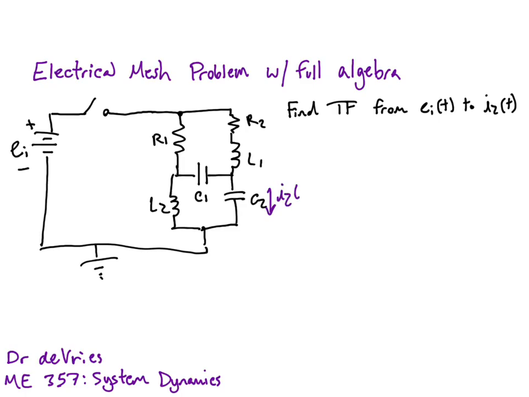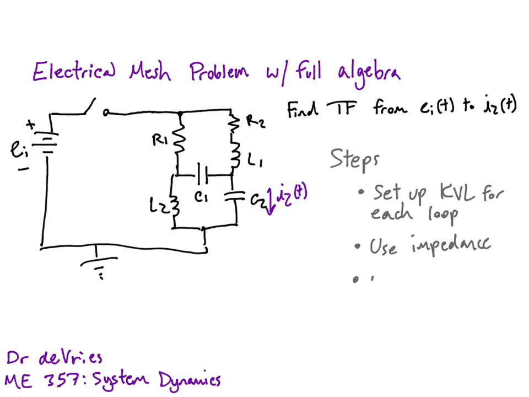I'm going to make the speed of this go a little bit faster. The steps we're going to do for our electrical systems: we want to set up our KVLs for each loop, make sure to use impedances when it makes sense, and use KCL to limit the number of current variables that we need to deal with.